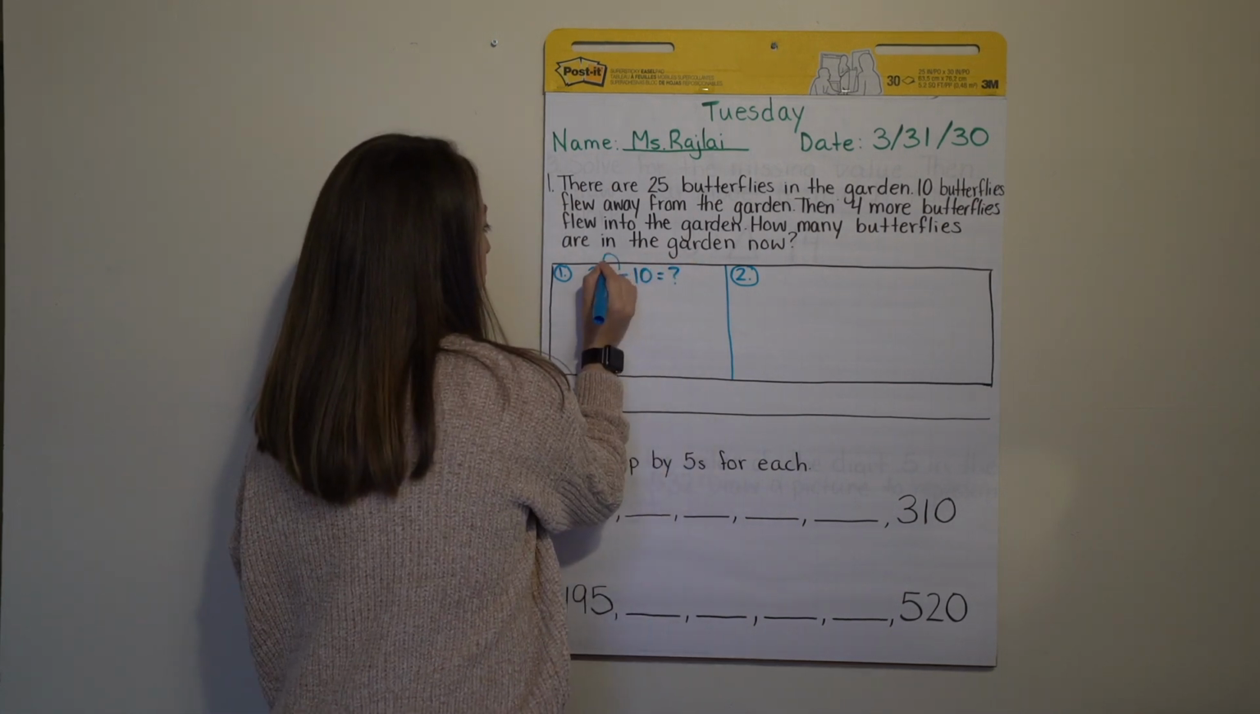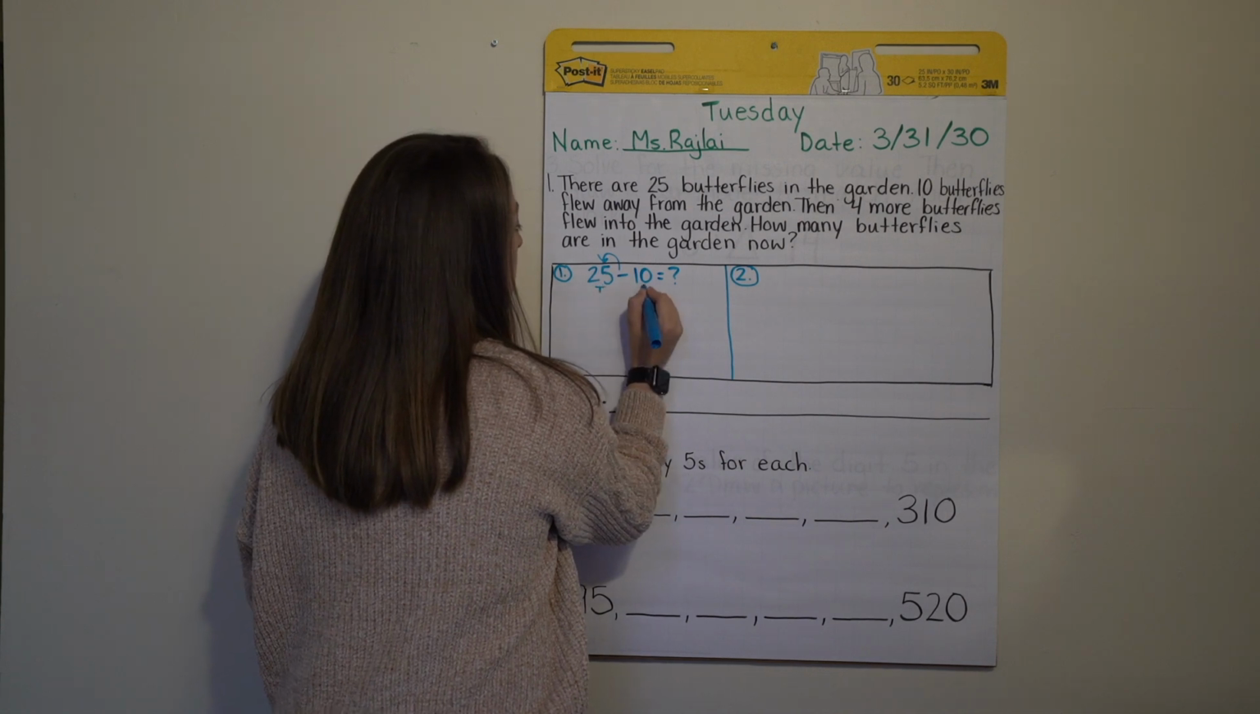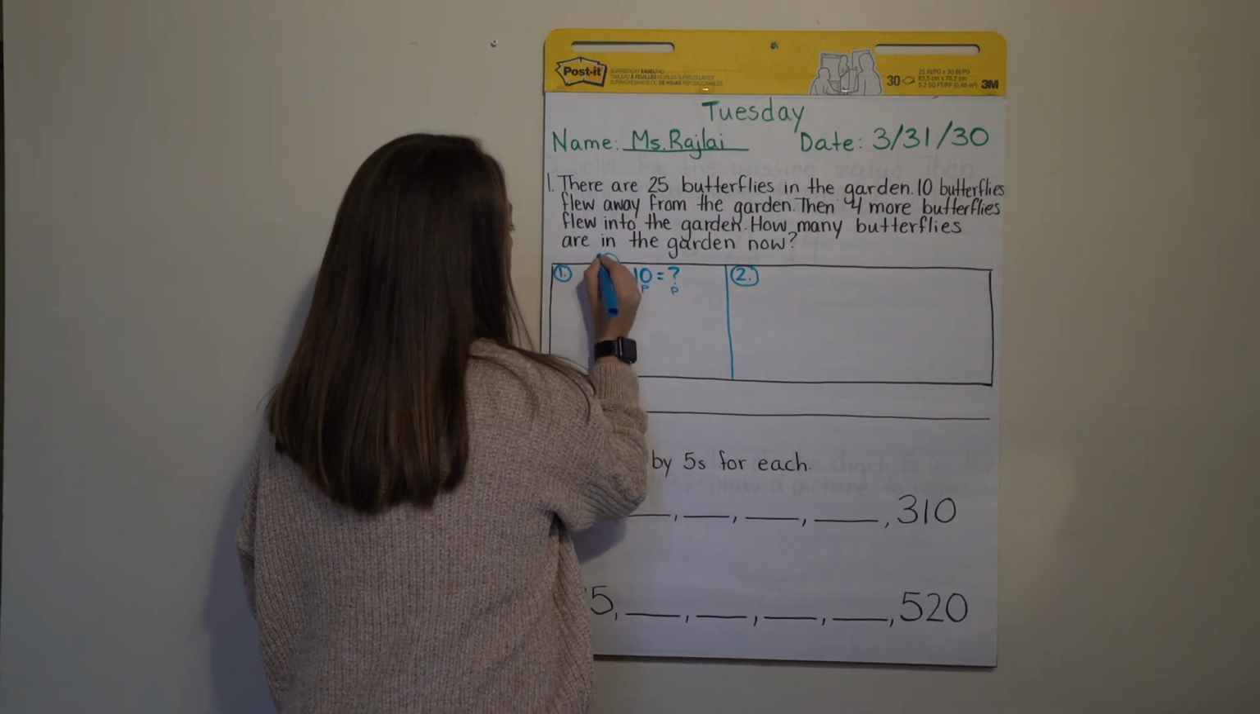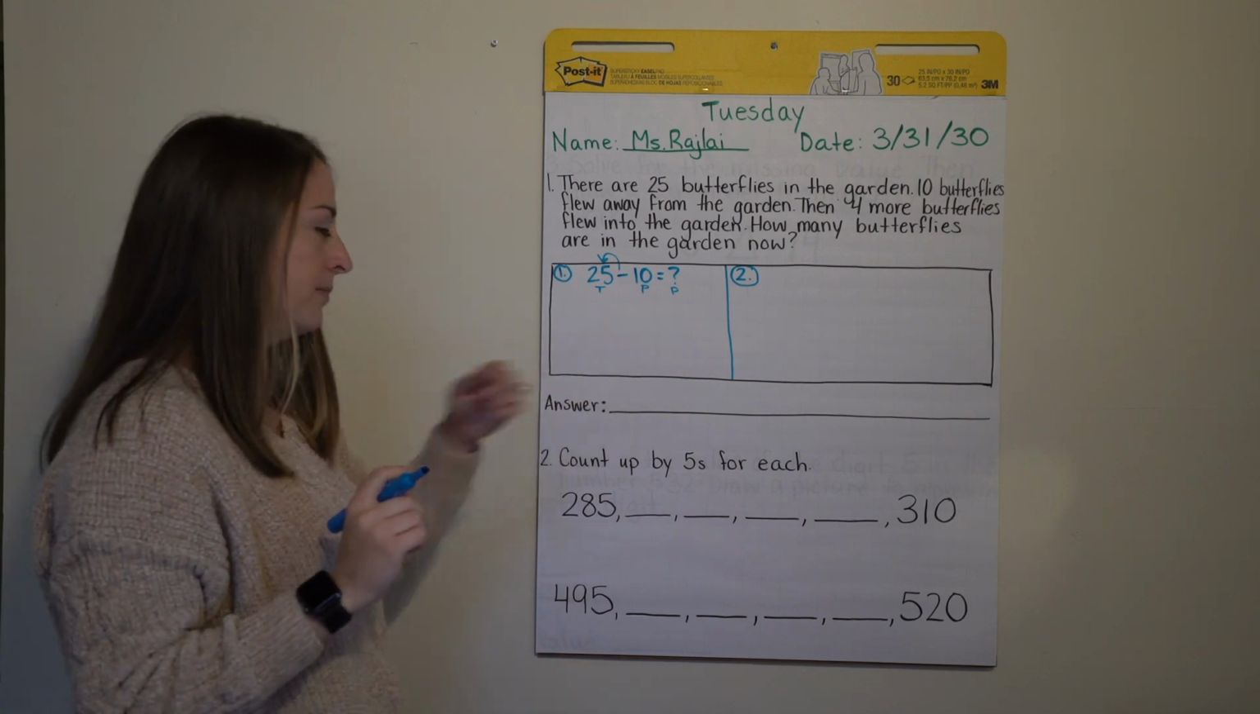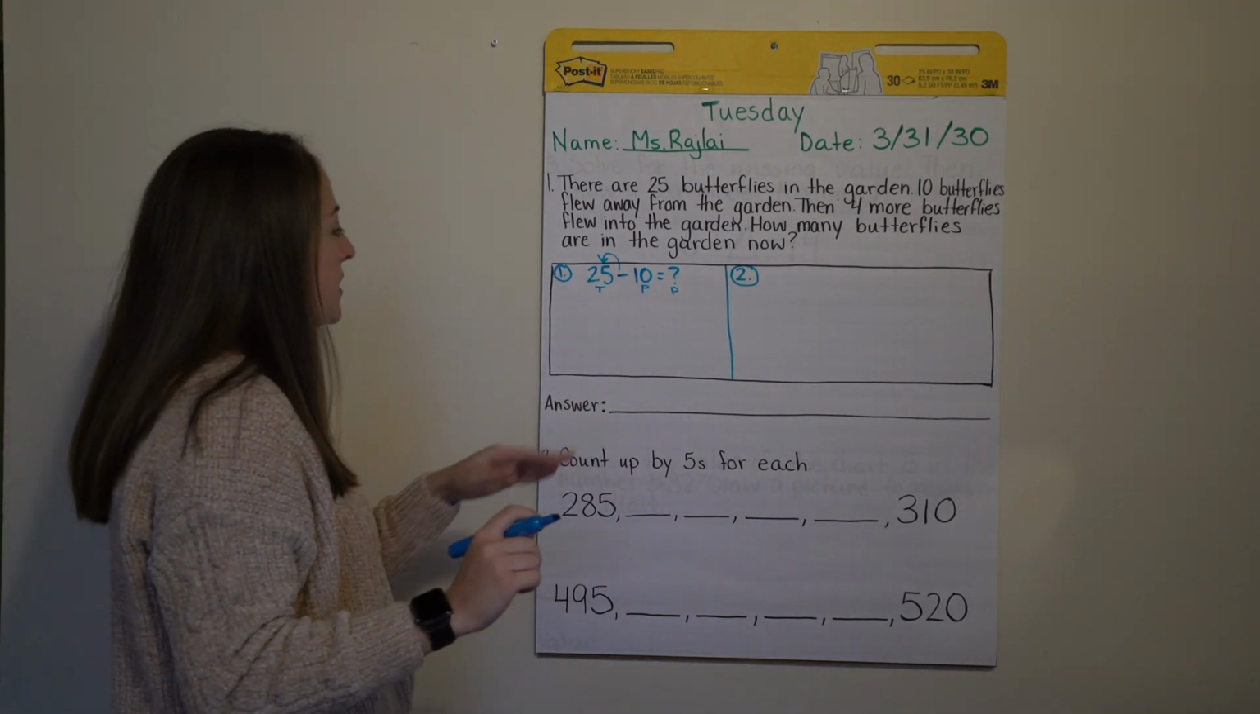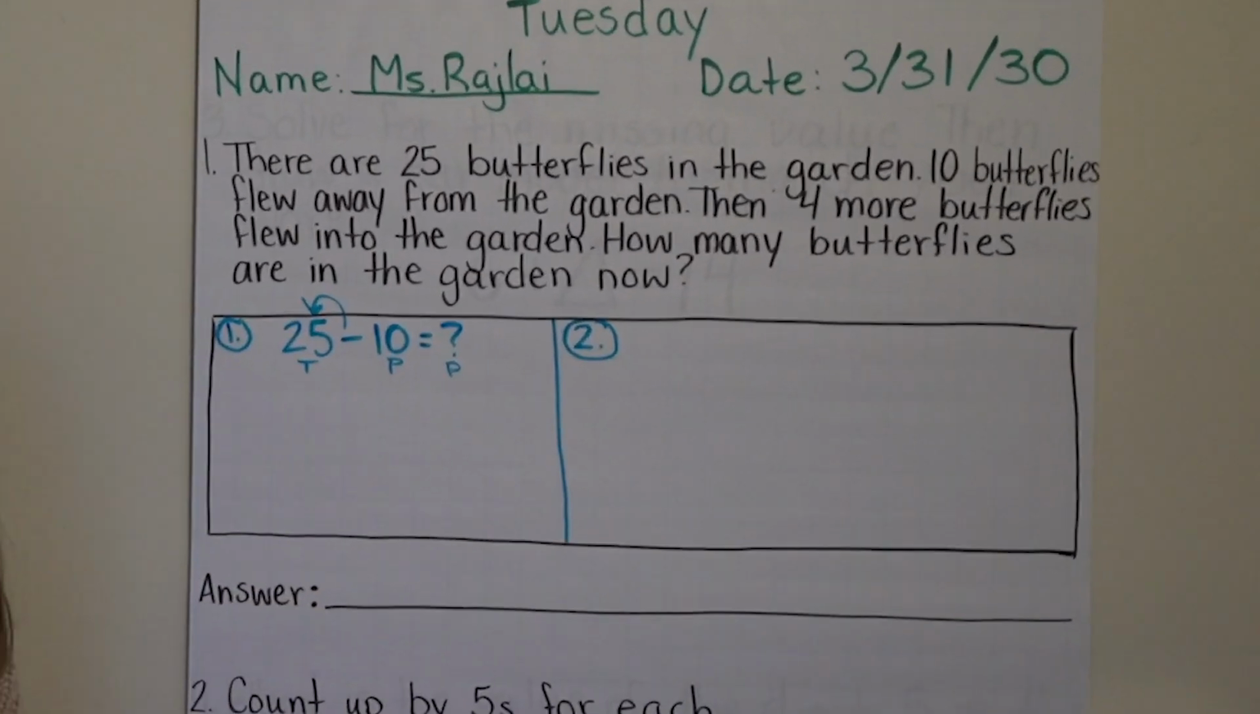We're going to label our total and our parts. And we can see that we are missing a part. I want you to take the time to solve this problem.